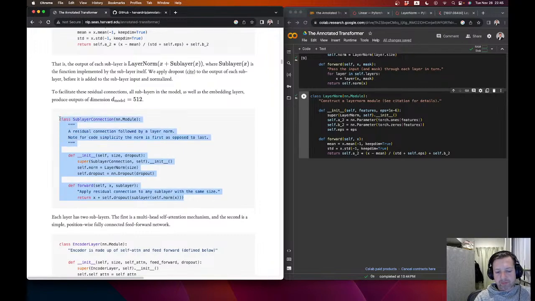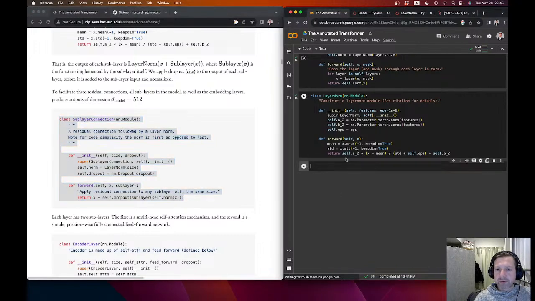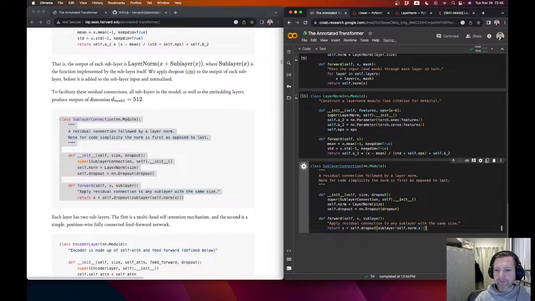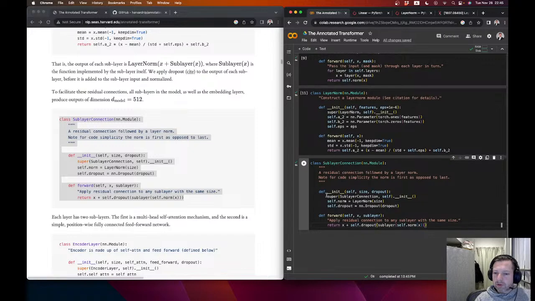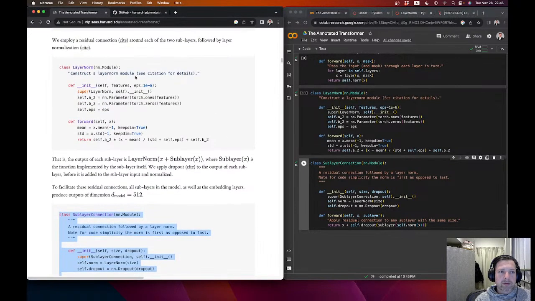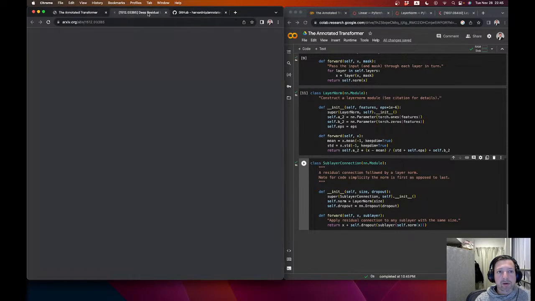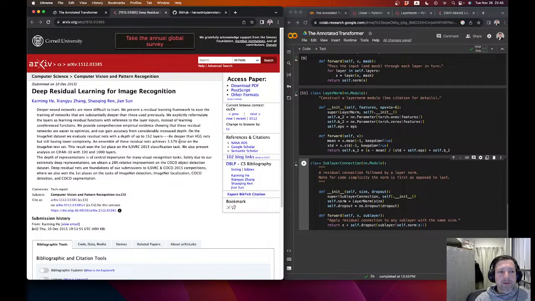Okay, again, this is just residual connections. Okay, residual connections. I don't know, this seems weird. This should be done here, but residual learning framework, use the training framework. This is all just optimization stuff to train the network.